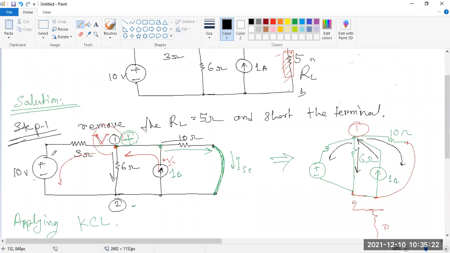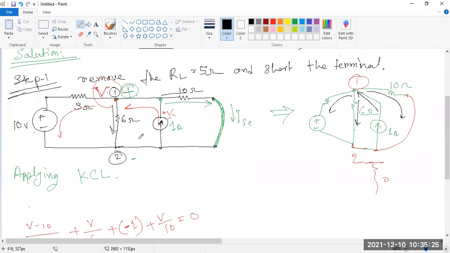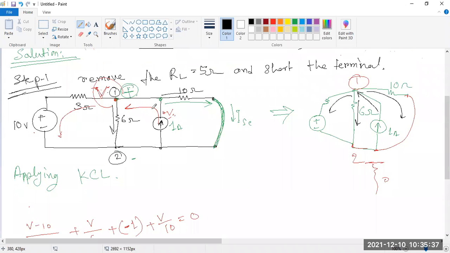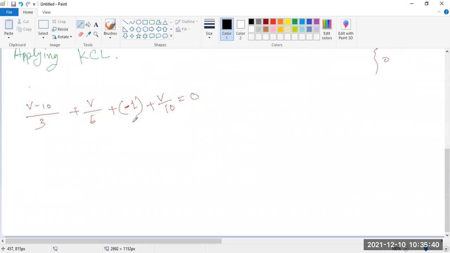Whatever the actual direction may be, we go with the assumed direction. So this is positive to negative, positive to negative, positive to negative. But as this direction is not as per our assumed direction, we apply this negative sign. At least one of these should be in the opposite direction, otherwise it will not satisfy the KCL rule, because if all are outgoing currents, it will not satisfy. At least one current should be the incoming current.